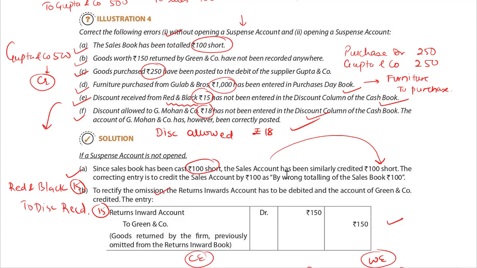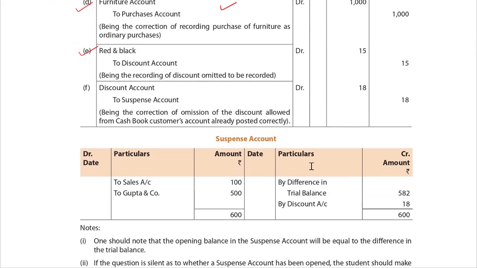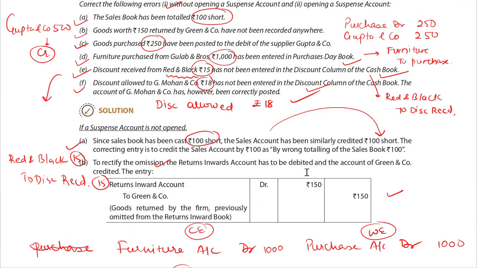Discount received from Red and Black 15 has not been entered in the discount column of the cash book. So now we will debit that, simple. So Red and Black, and over here we will write discount received. I think this point number E is clear. Let's give it a look. So it is discount allowed, discount received. Fine.